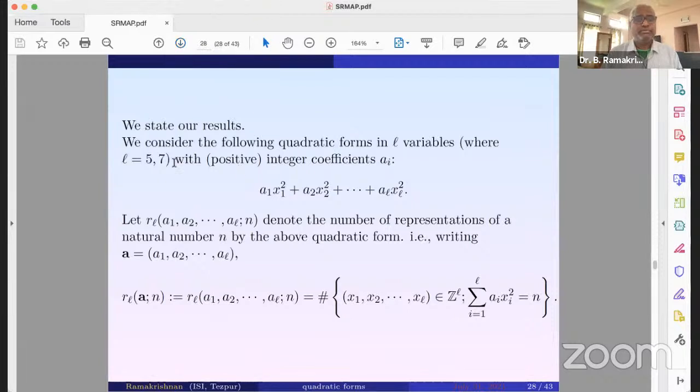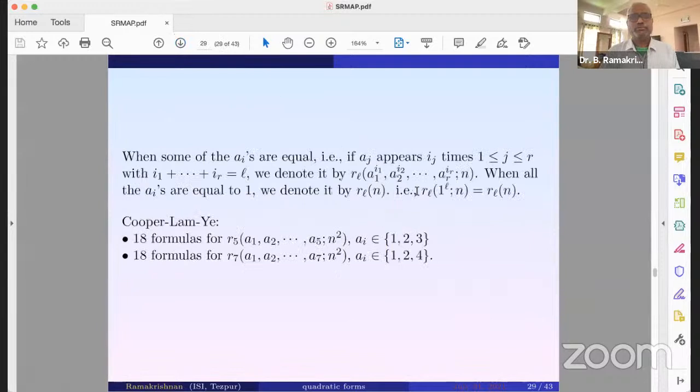Okay. So take L equal to 5 or 7, A1 x1 square, A2 x2 square, up to AL xl square, then r_A of N, this is the notation. You can just forget it because it is the number of representations of N as the sum of A1 x1 square up to AL xl square, where I put the coefficients in the vector A. So that is only a notation, that is not a problem. When all the coefficients are 1, that is exactly rL of N. So if L equal to 5, it is r5 of N, if it is a sum of 5 squares; if it is a sum of 7 squares, it is r7 of N.